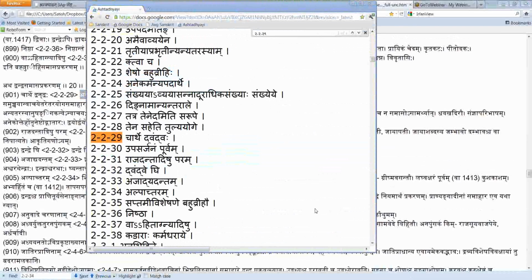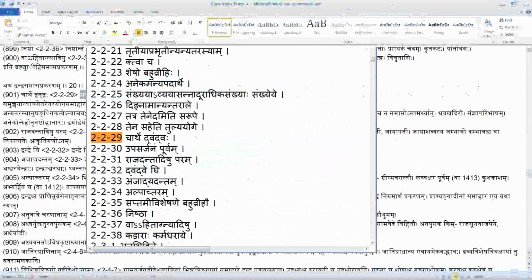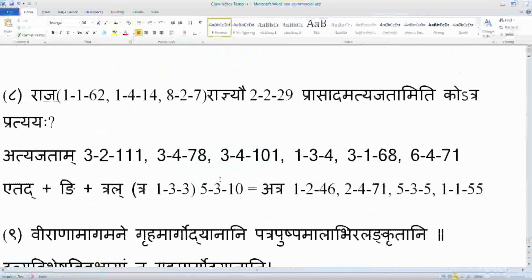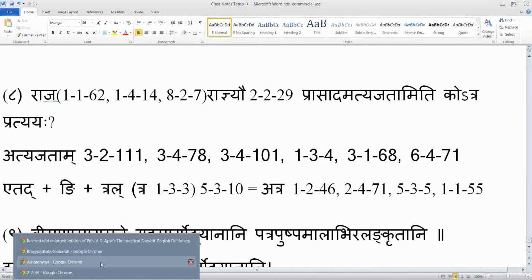I had a question about the previous one before you leave. Raja Ragnyo. Will the Puman Striya work for that? You're talking about the Raja Ragnyo. Ekashesha Samasa, is it? Well, it comes under Ekashesha, right? So okay, let's look at that. That's a good question. I didn't think about that one.